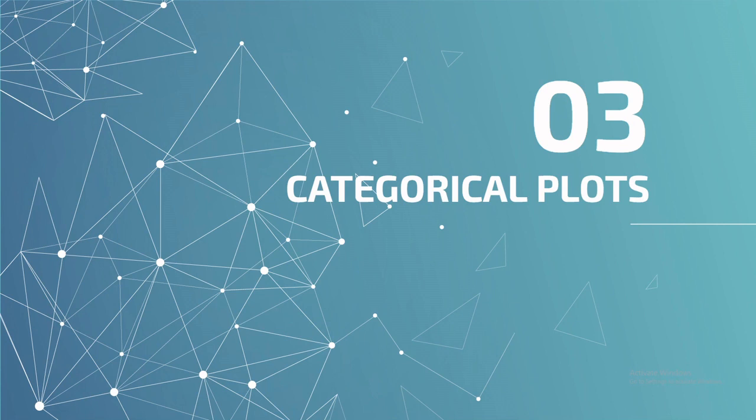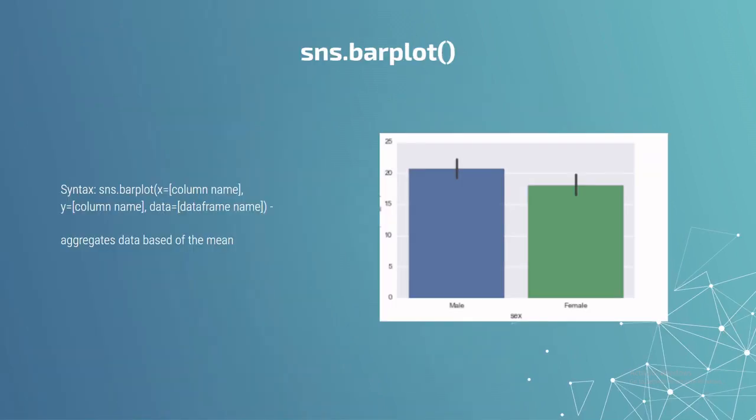Now, self-explanatorily, the name categorical plots implies that these graphs are separating based on category, and we can see that with our first graph, the bar plot. The syntax for this is sns.barplot, x equals column name, y equals column name, and data equals data frame name, similar to the majority of the plots that we worked with in the previous sections.